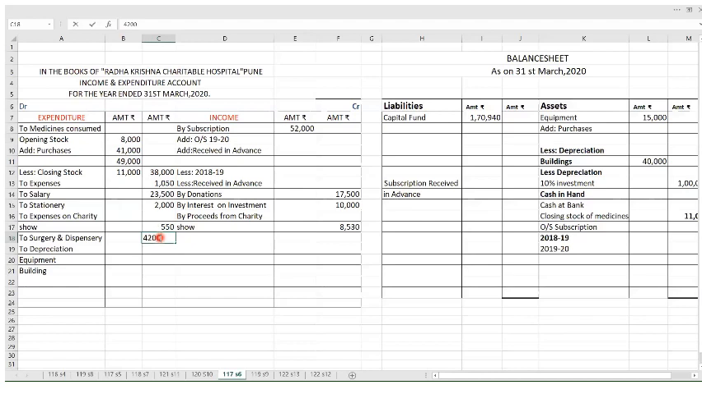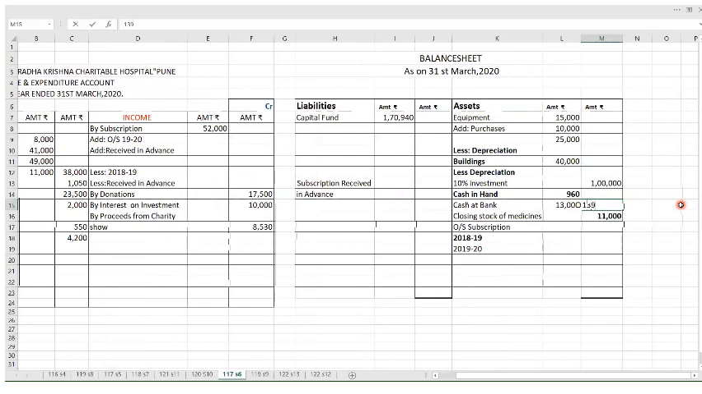After that, buy equipments, already the opening stock is given in the asset side. We're going to add the purchases of this amount, equipments 10,000. We're going to put the amount in the inner column only because one more adjustment is there. So inner column 25,000 will be there. After that, buy balance carried down, cash in hand 960, cash at bank 13,000. So the total will be 13,960.